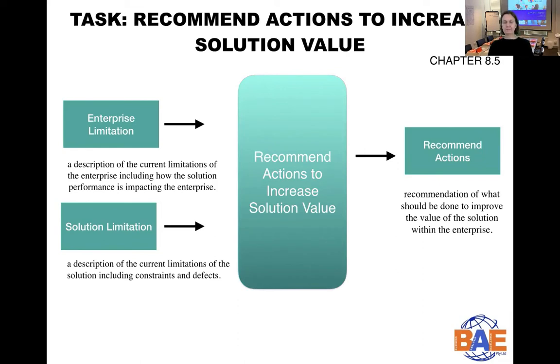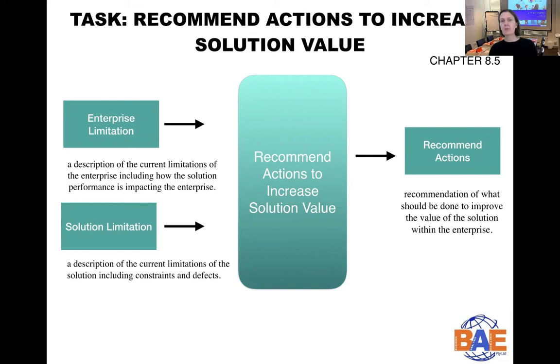We do some review and we've got lots of considerations during recommendation, and then we come up with some recommended actions. And those are the outputs of this entire knowledge area in many ways, but specifically an output of this task. So this is where the recommendation of what should be done to improve the value of the solution within the enterprise.